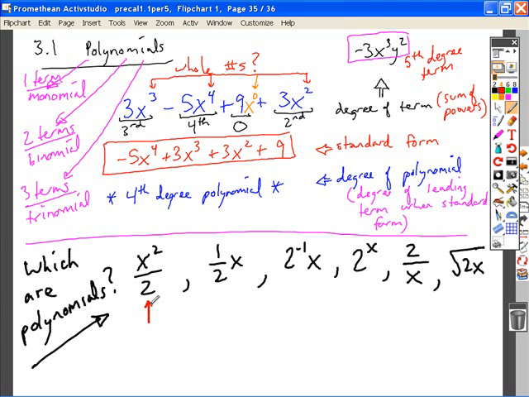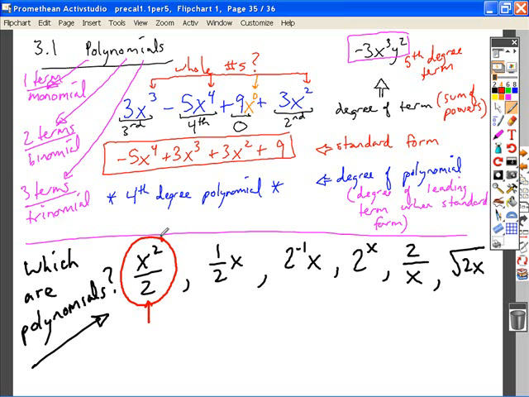Right, is x squared over 2 a polynomial? When you look at the variable's powers, are the powers whole numbers? The variable is x, this power is 2. Is that a whole number? Yes. So this is a polynomial.